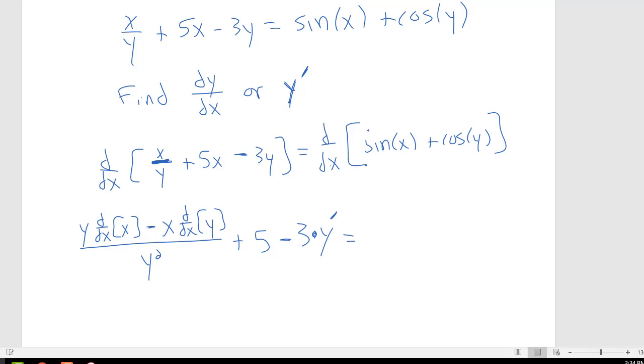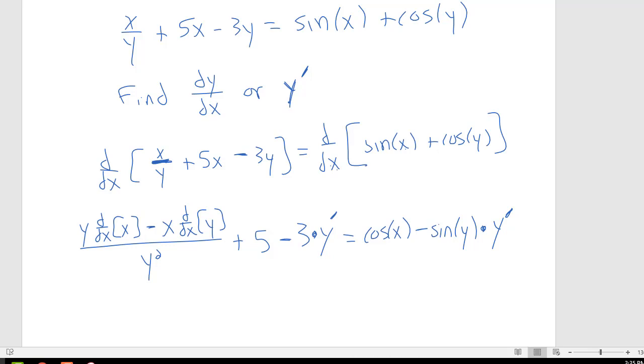Now on the right hand side, I'm going to differentiate sine of x with respect to x. That's just a straightforward derivative like we've been doing up to this point. And then here's implicit. So the derivative of a y variable with respect to x, I'm going to take the derivative just like normal. Derivative of cosine is negative sine of y, and then times the derivative of the inside, times y prime.